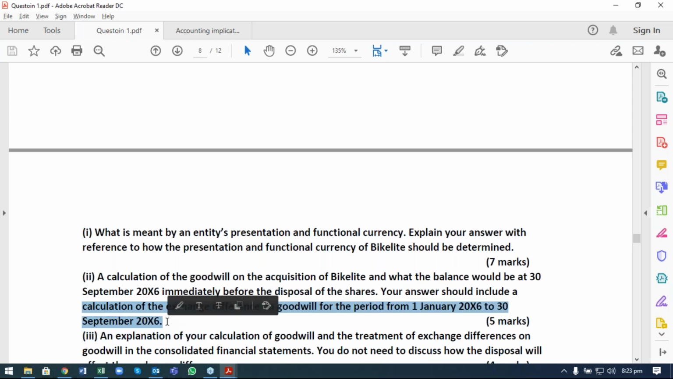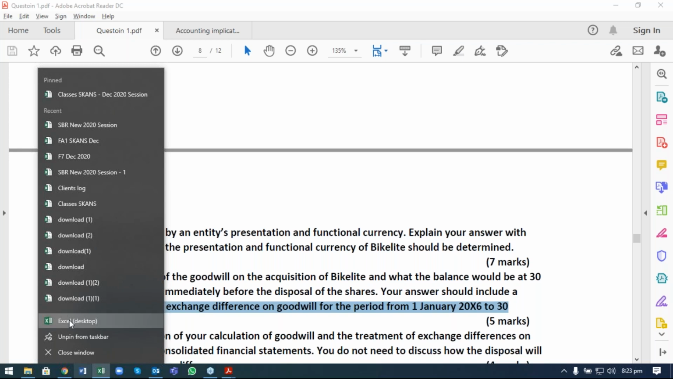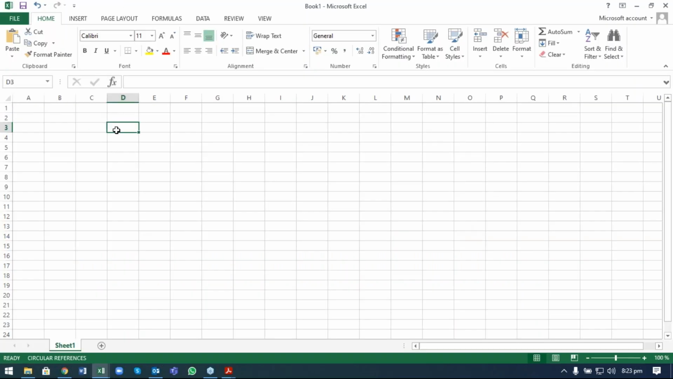So it's asking me to calculate the goodwill. So if I'm going to calculate the goodwill, I'll be opening up this Excel sheet. I'm working on it. So how are you going to calculate the goodwill? Goodwill will be calculated as it's reported in dinars. So I'm looking into dinar millions, right?